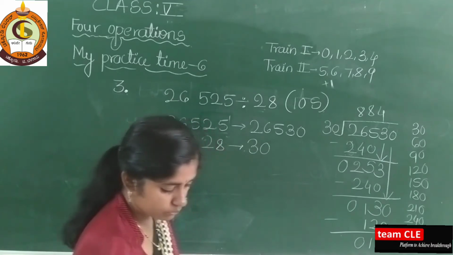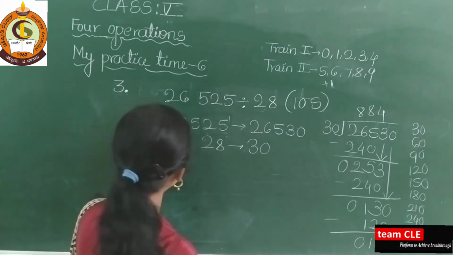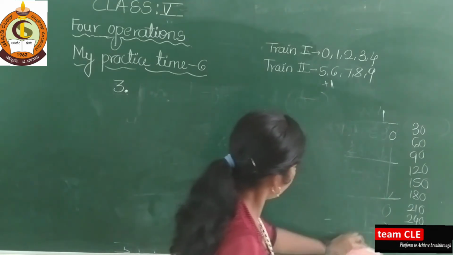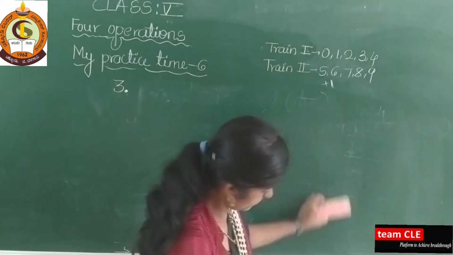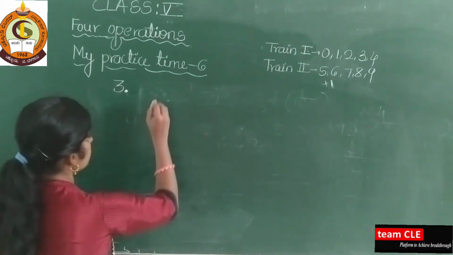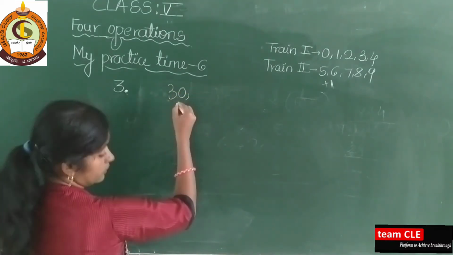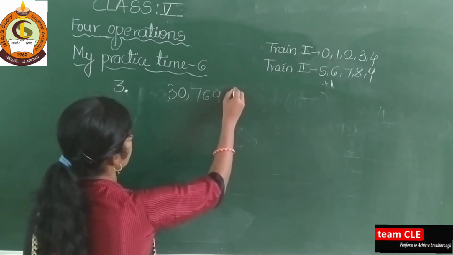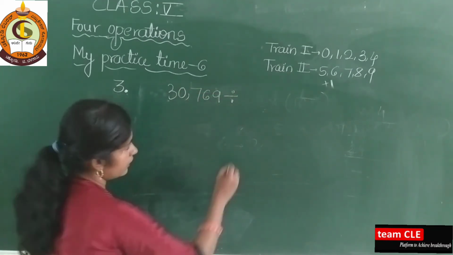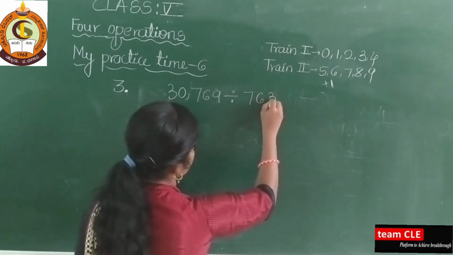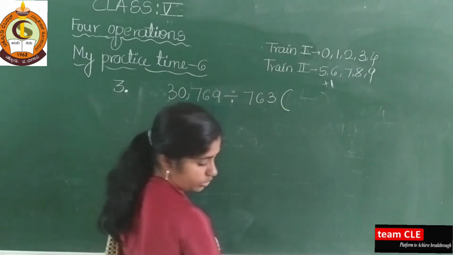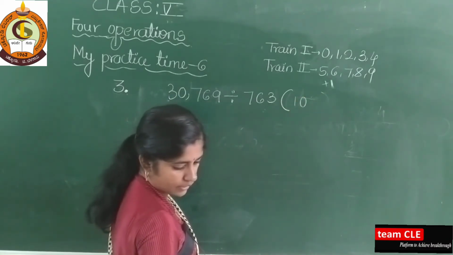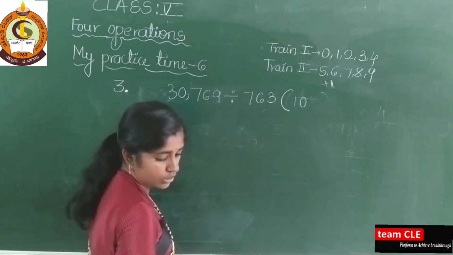Now I will take one more example from your textbook, that is third main. 30,769 divided by 763, and that is to be rounded to the nearest 1000. 763 is there and you need to round off to the nearest 1000 place.